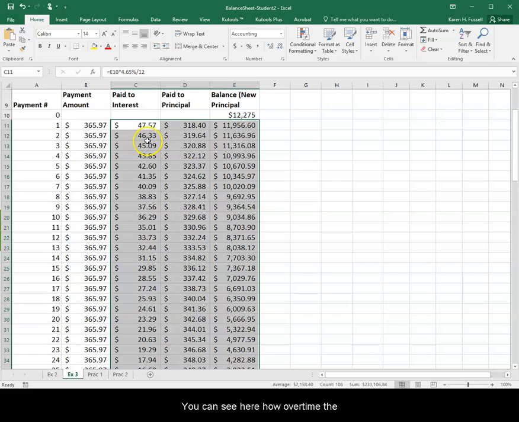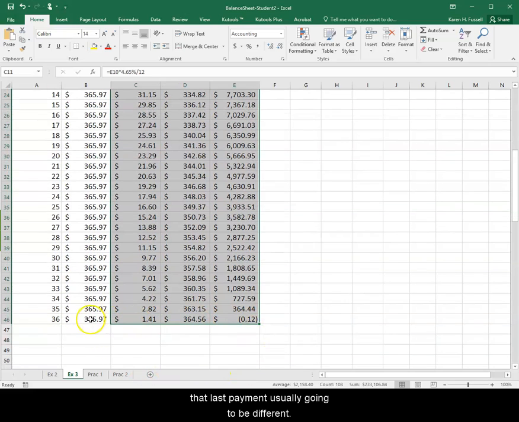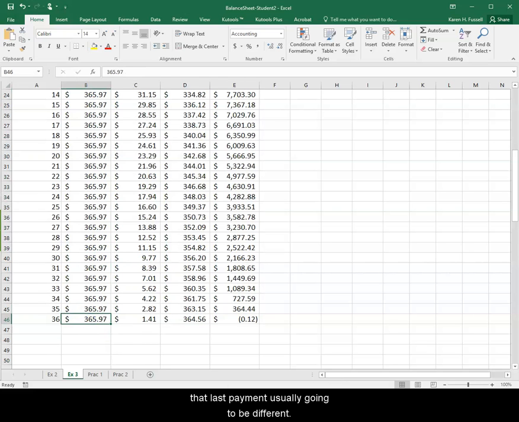Okay. And you can see here how over time the amount of interest we're paying is less. That's because our balance is less, so the percentage of our balance would be less for our interest. Remember last time we also said that that last payment's usually going to be different. Okay, again, we're a little bit off. So this time we actually, since this is in parentheses, that means we need to subtract some.